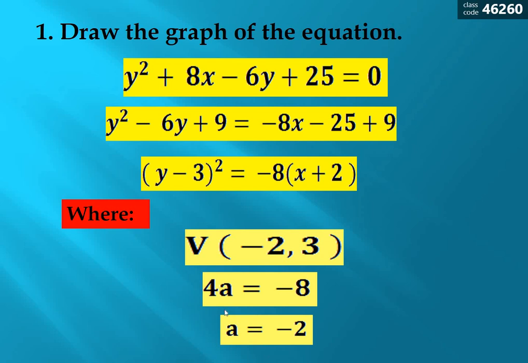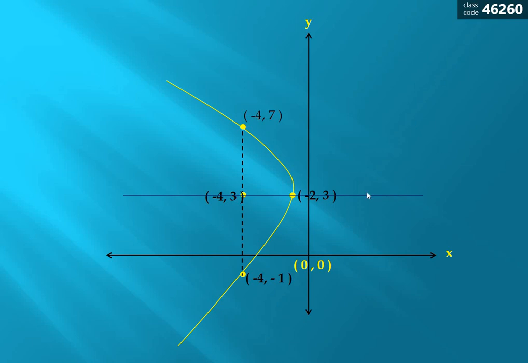And to get the value of a, we just have this one, 4a equals negative 8, and a equals negative 2. Okay, so let's draw the graph. This is the graph. This is the vertex, negative 2, 3. This is the focus, negative 4, 3. And the other points, on both sides, negative 4, 7 and negative 4, negative 1. And this is the origin. Okay, can you follow? It's very exciting.